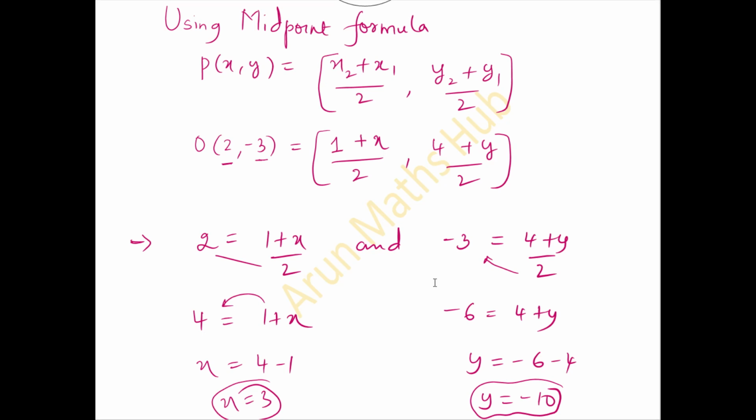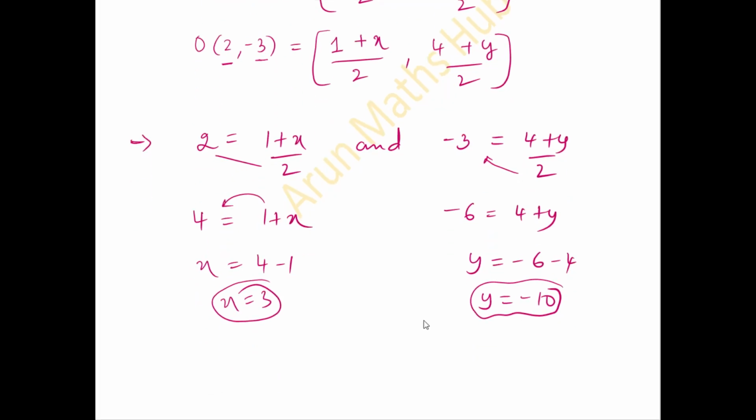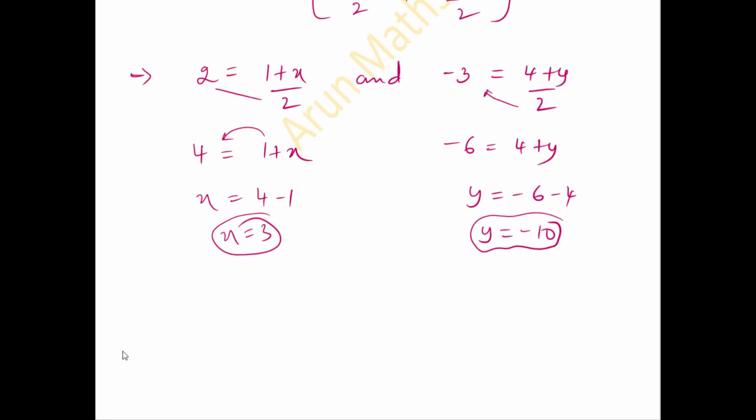Therefore, we get the y coordinate as -10 and the x coordinate as 3. Therefore, the required point A is (3, -10). Therefore, the point A is (3, -10).